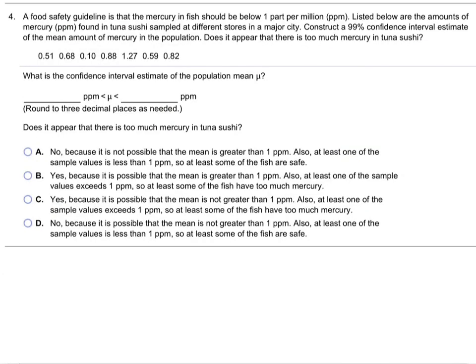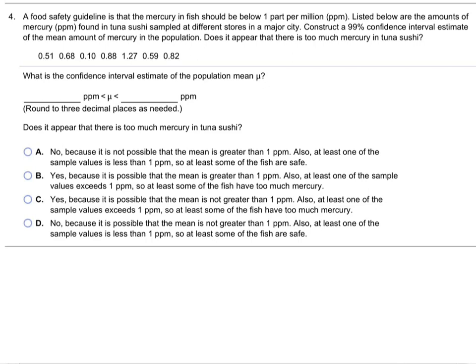A food safety guideline is that the mercury in fish should be below 1 part per million. I guess there's mercury in fish. If you eat too much fish, you can take in too much mercury. Not a problem. I guess it's not good to eat mercury. That's for thermometers, right? And not for human bodies. Listed below are the amounts of mercury found in tuna sushi sampled at different stores in a major city. Construct a 99% confidence interval estimate of the mean amount of mercury in the population. Does it appear that there is too much mercury in tuna sushi?